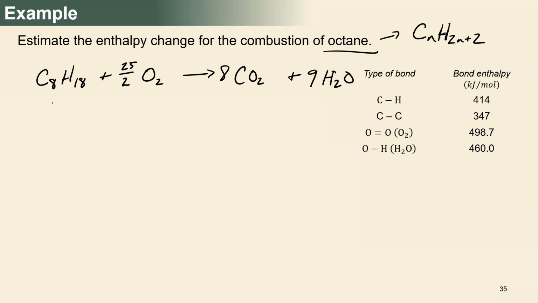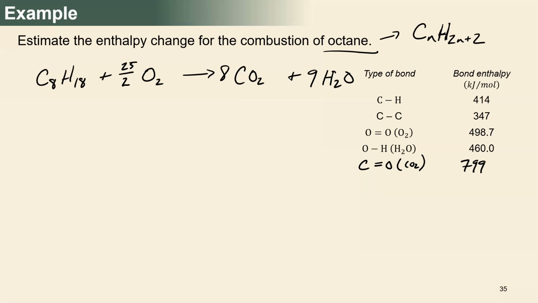So we need the Lewis structure for octane. We need the Lewis structure for O2. We know that it's just a double bonded O. The Lewis structure for CO2. And remember, the CO2 is a funny one. The C double bonded O in CO2 is not 745 like it says on the table, but 799 kilojoules per mole. And then water, okay?